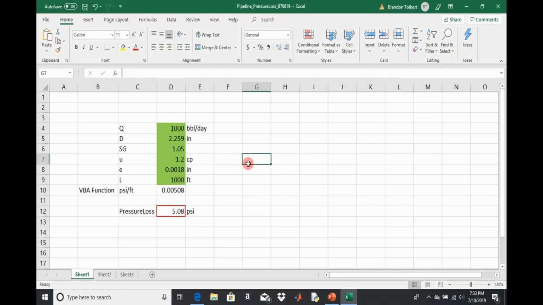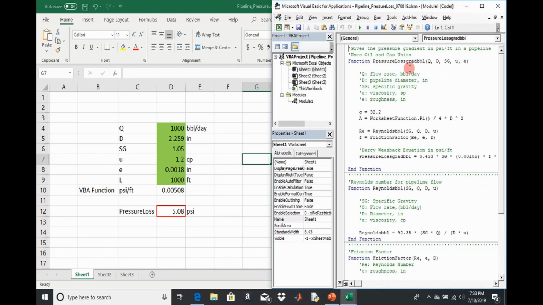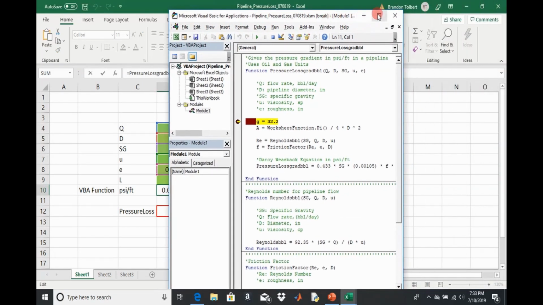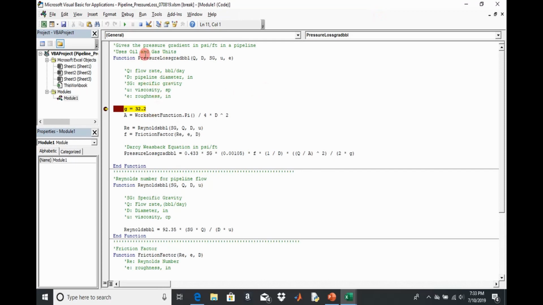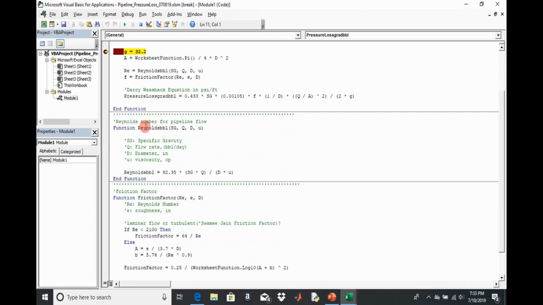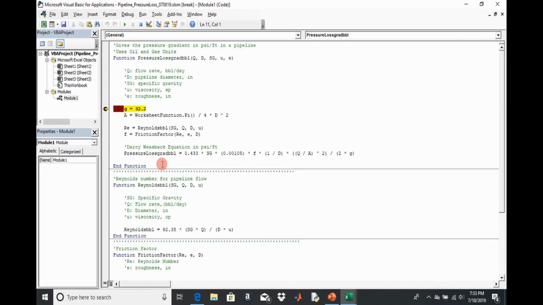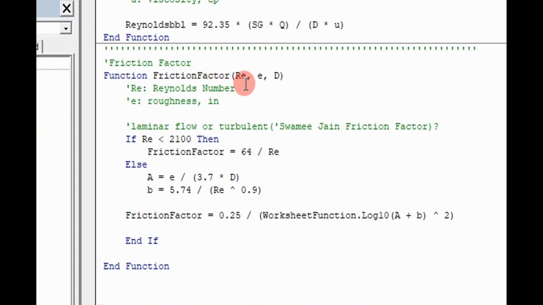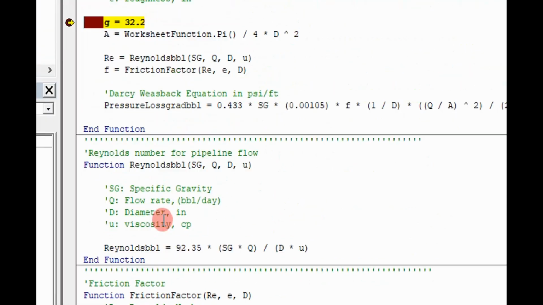So what you want to do is press Alt F11, opens up the code. I'm going to put in a stop point here, and I'm going to recalculate it. So what you have here is the code for VBA, for the pressure gradient in a pipeline in oil field units. And so if we go through here, I've defined two methods, the Reynolds number method and the friction factor method. And it's got some coding logic in here to determine if it's laminar or determine what friction factor equation to use based on the Reynolds number. So let's step through this.